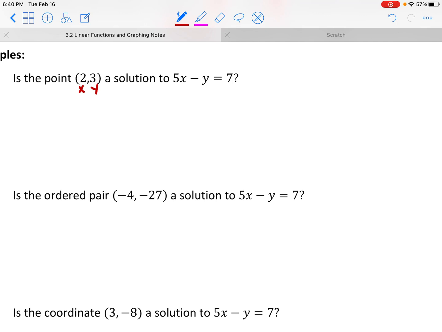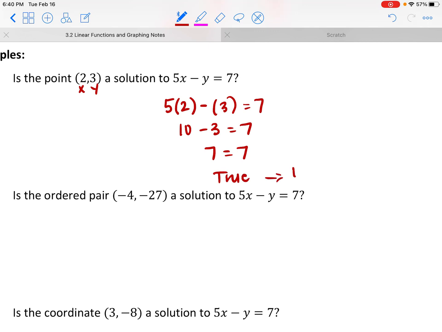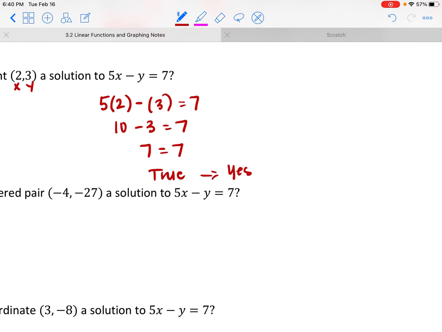So if this is a solution, we should be able to plug 2 in for x, plug 3 in for y, and end up with a true statement. So 5 is being multiplied by x, but we're going to replace that with 2. Minus y is going to get replaced with 3, and the question is, does that equal 7? Well, 5 times 2 is 10, and if I take 3 away, then yes, 7 equals 7. So that is a true statement that results from plugging in the 2 and the 3, which means, yes, (2, 3) is a solution.